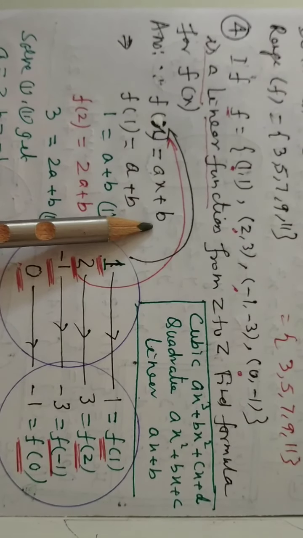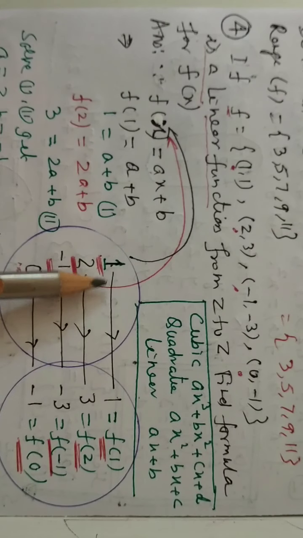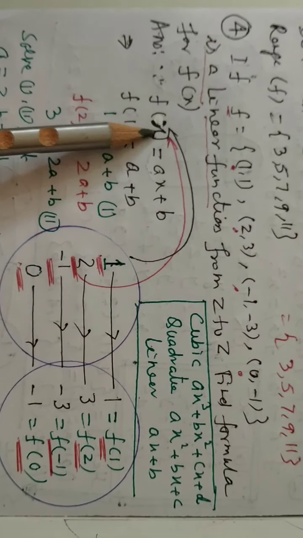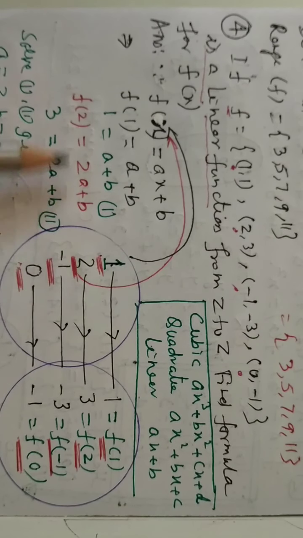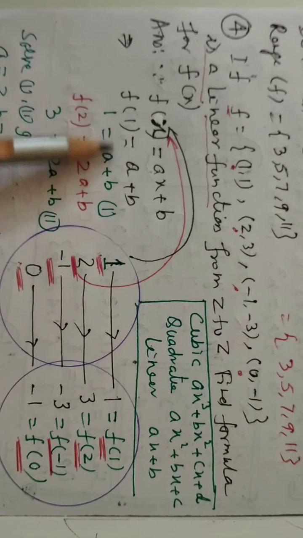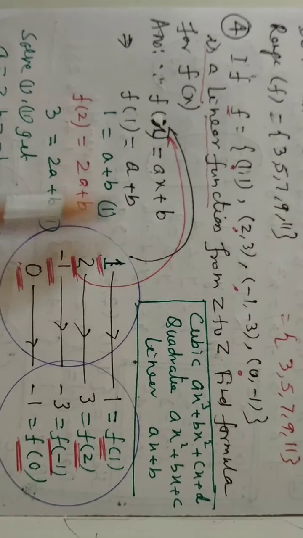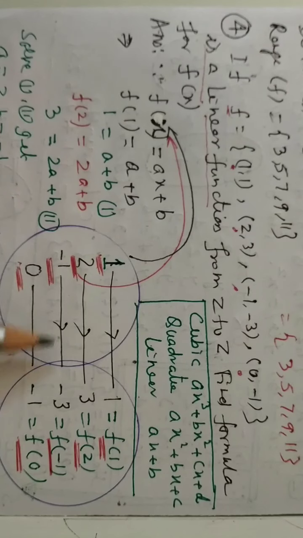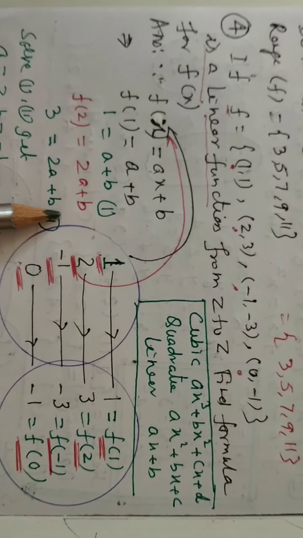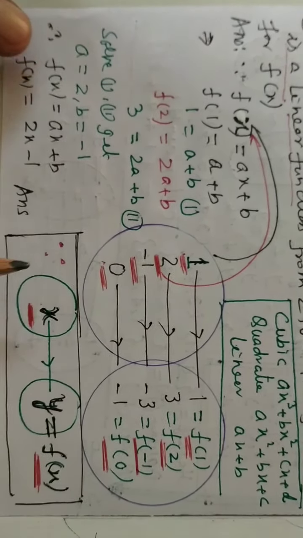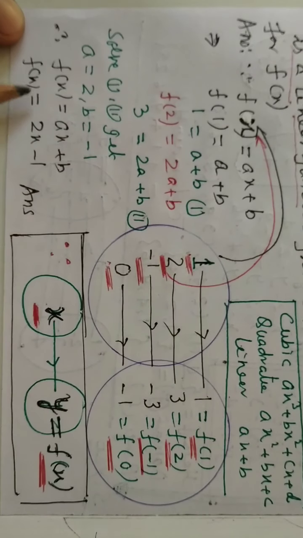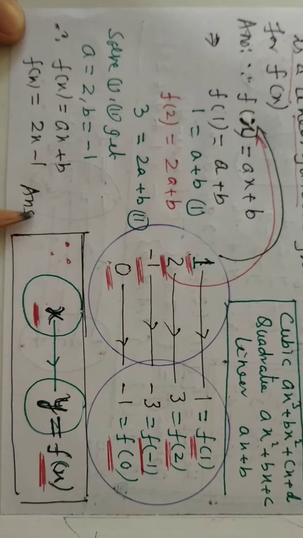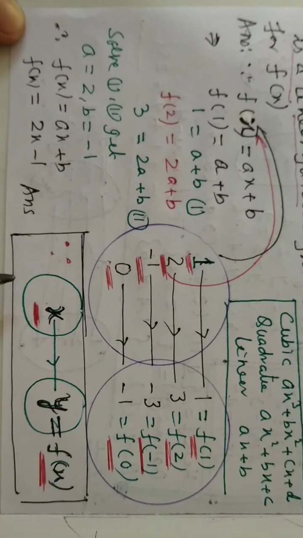But we need a and b. So two equations are required to find the values of a and b. Selecting x is equal to 1 and x is equal to 2. If x is equal to 1, we get a plus b, the value of f(1) is 1. So this is the first equation. The value of f(2) is 3, second equation. Solving 1 and 2, we get a and b. And finally we put this a and b in the formula f(x) equal to ax plus b. So f(x) is equal to 2x minus 1. This is the answer.